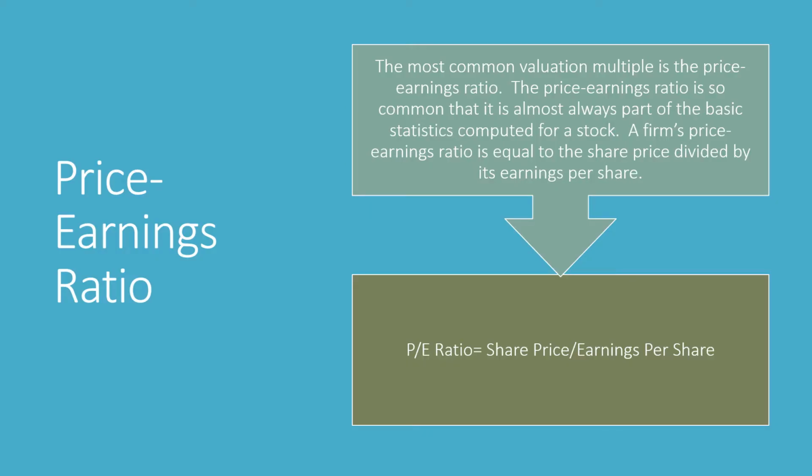So what is the price-earnings ratio? The most common valuation multiple is the price-earnings ratio. The price-earnings ratio is so common that it is almost always part of the basic statistics computed for a stock. A firm's price-earnings ratio is equal to the share price divided by its earnings per share. So as we see, PE, standing for price-earnings ratio, equals the share price divided by the earnings per share.